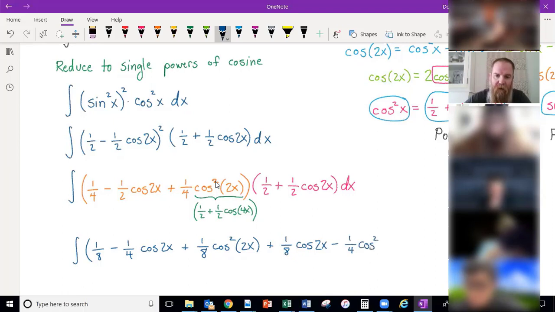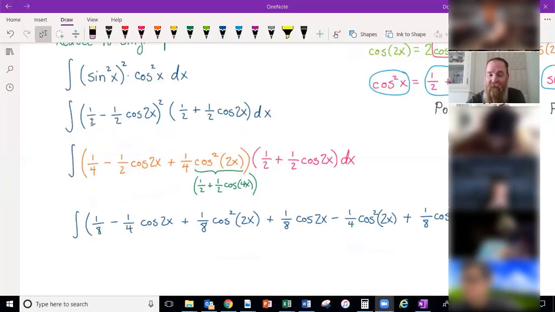cosine squared of 2x. Hopefully you could see why I didn't change into this form in green yet, because notice that when I distribute, I'm going to be able to combine a lot of terms together to make my life a little bit easier. And finally, we're going to multiply through at the end here to get plus 1/8 cosine cubed of 2x dx. Just keep in mind, we haven't done anything other than algebra so far. It's just a lot of algebra.